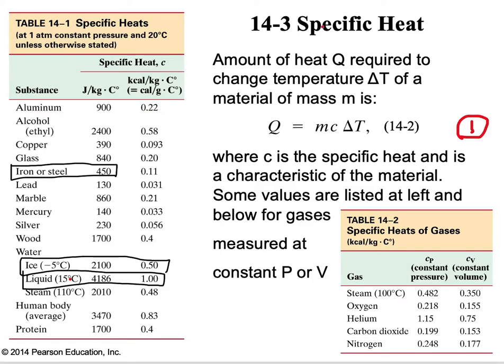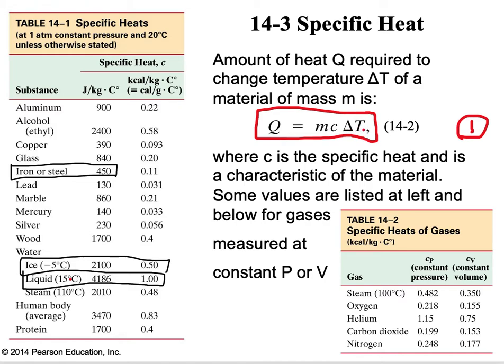Section 14-3 is where we start doing our mathematical calculations, and they will be on calculating heat. Specifically, we'll be calculating specific heat. The amount of heat required to change the temperature delta T of a material of mass m is given by this equation. We're going to label this equation number 1 because there's 2 equations of heat that we will be going through. One of them is a heat where we have a temperature change.